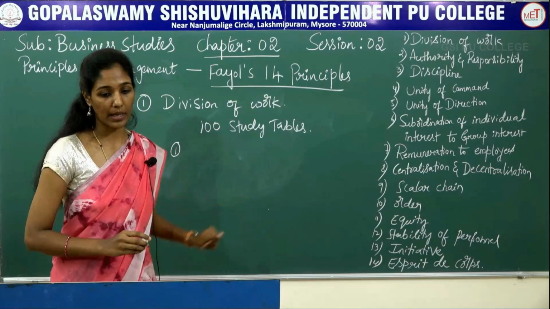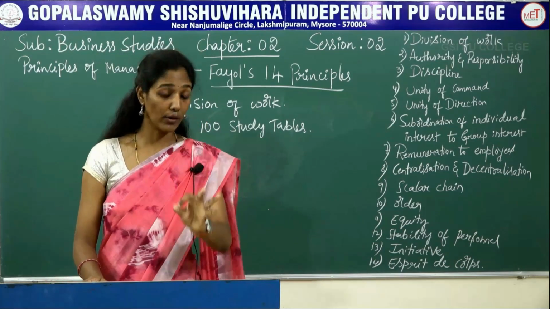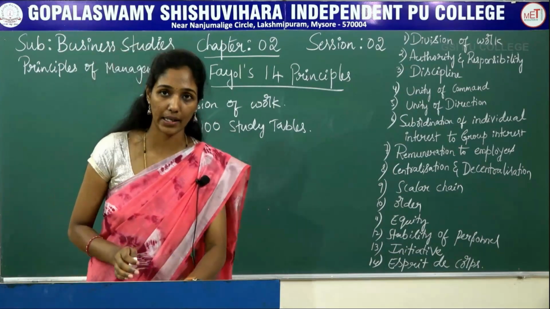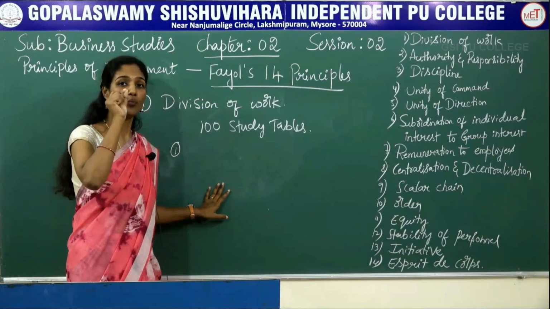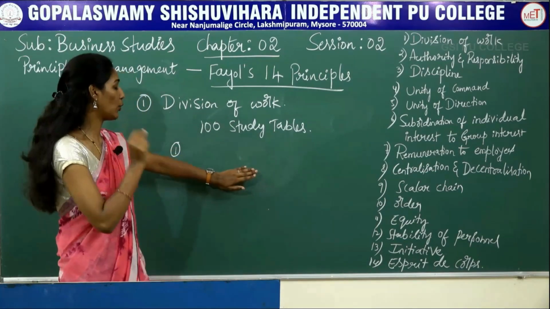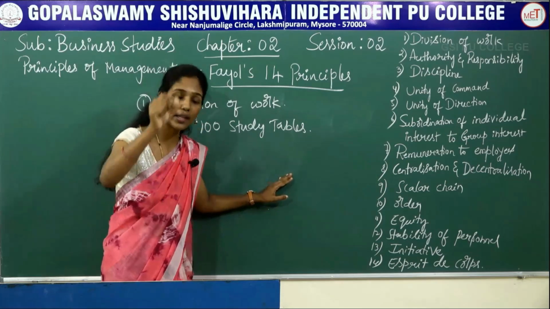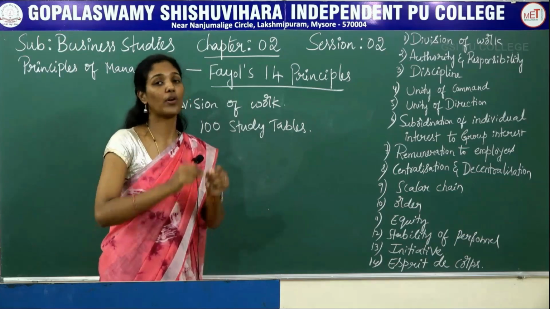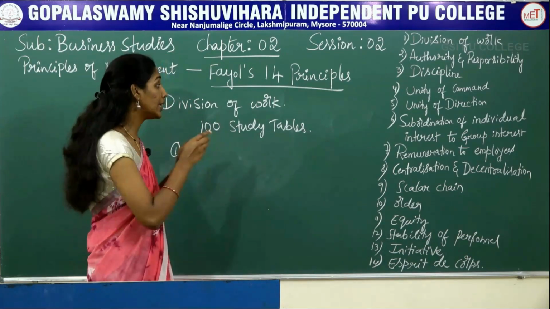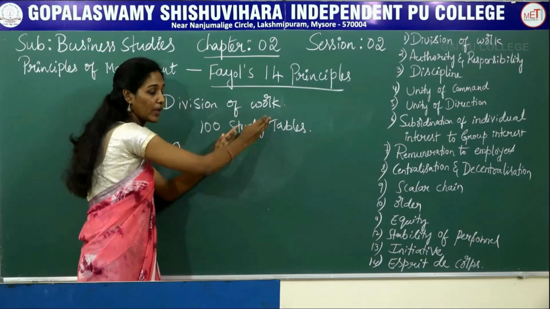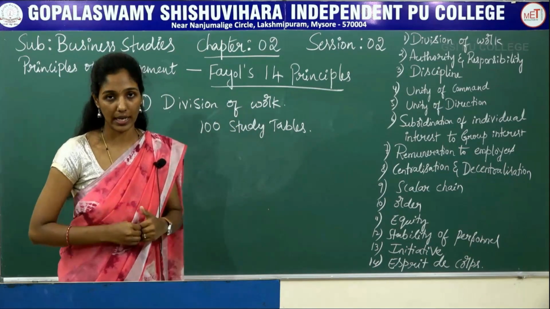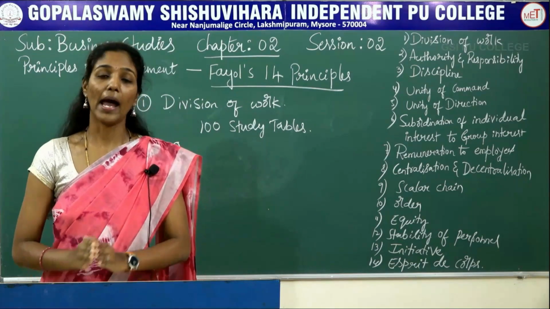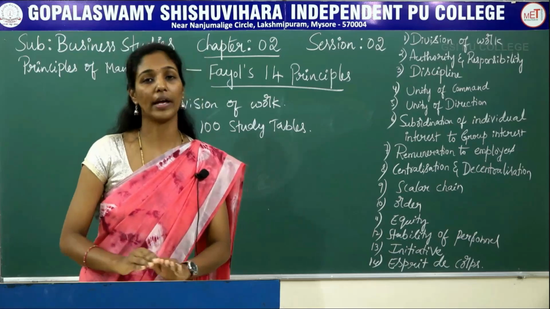So in the second method, one worker does the same job for all the 100 study tables. Only one worker prepares legs for all the 100 study tables and one worker is engaged in assembling work for all the 100 study tables. This is called division of work. If we adopt this principle in an organization, it will increase the efficiency of the employees and we can easily earn specialization in the job.